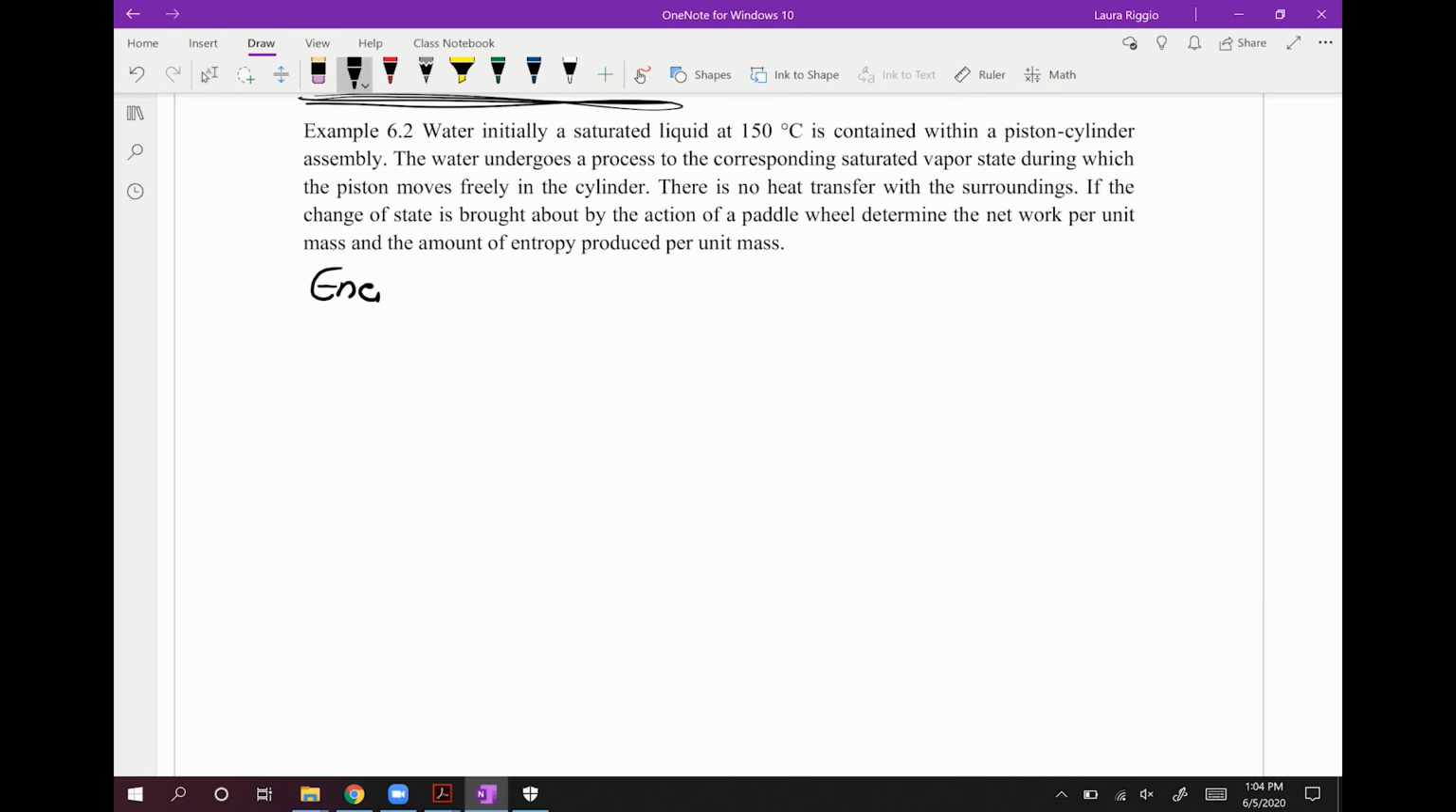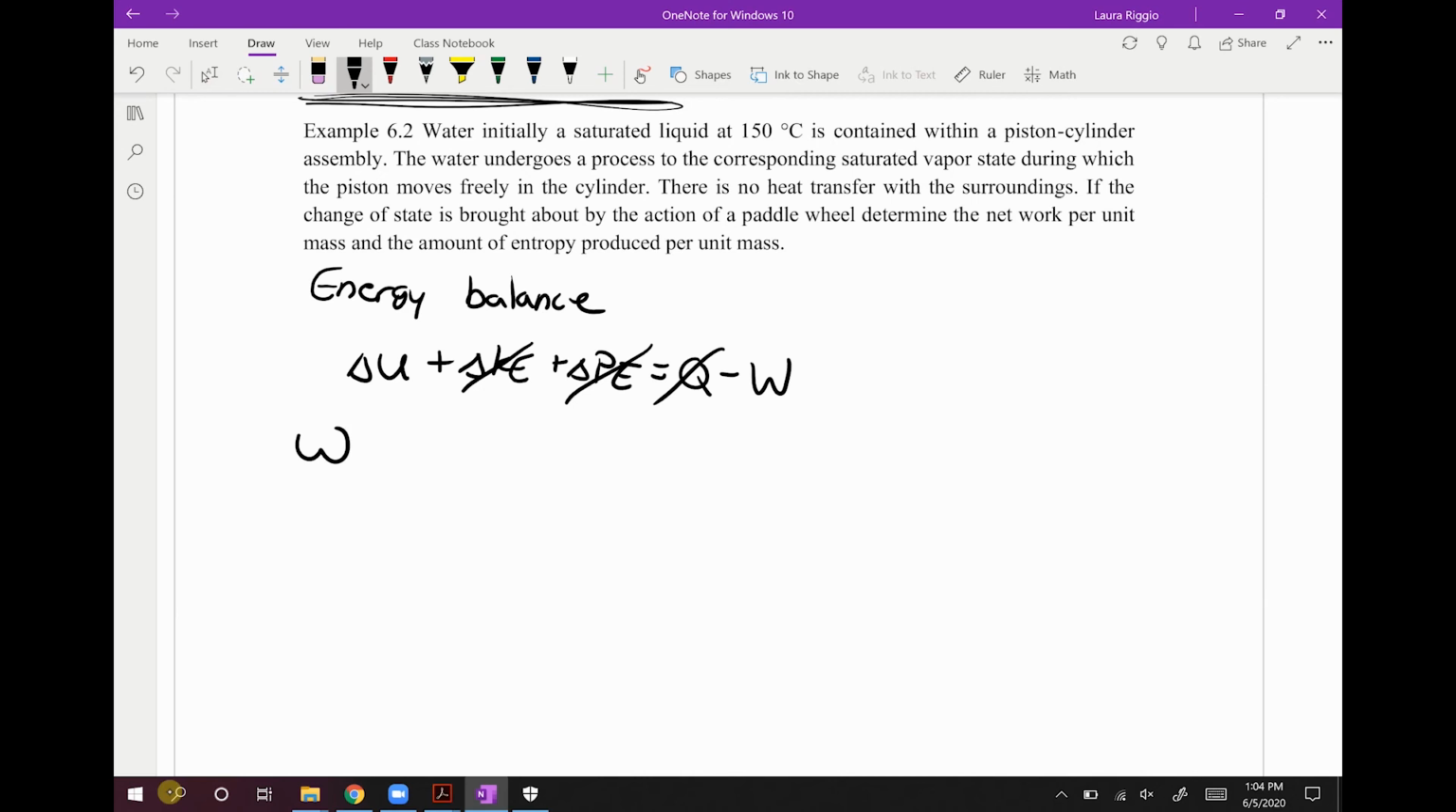So if I start with my energy balance, I have my change in internal energy plus my change in kinetic plus my change in potential is equal to my heat transfer minus my work. Well, there's no kinetic, there's no potential, and there's no heat transfer. So my work per unit mass is going to be equal to my change in internal energy.